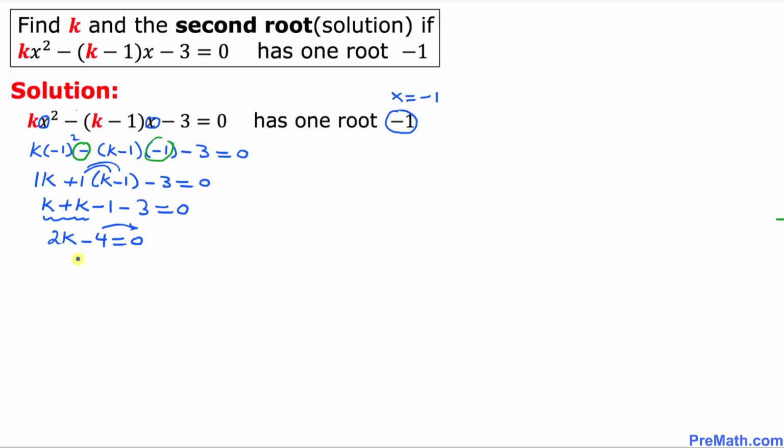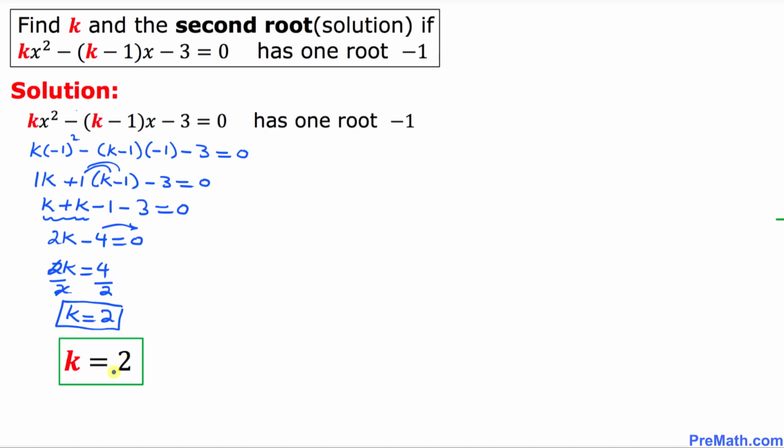Let's move this -4 to the other side. So 2k equals 4. Divide both sides by 2. So this 2 and 2 is gone. So k turns out to be equal to 2. Thus our k value turns out to be 2.